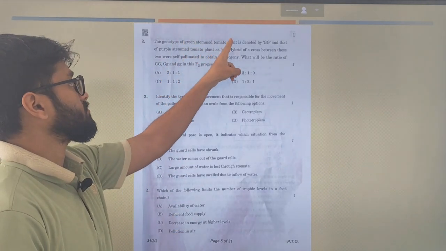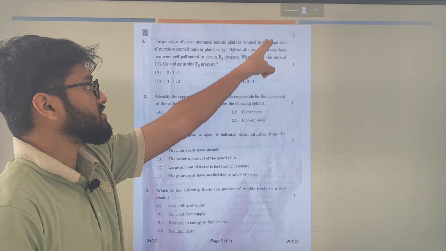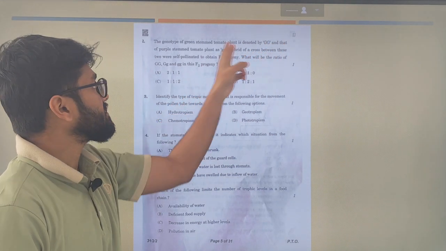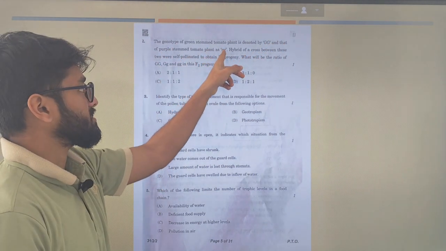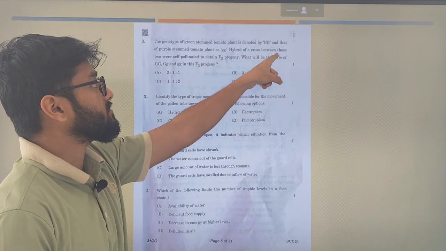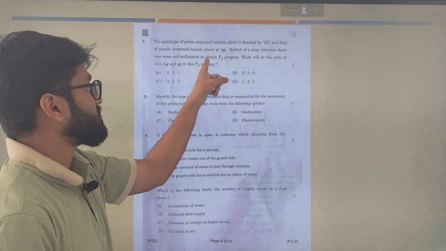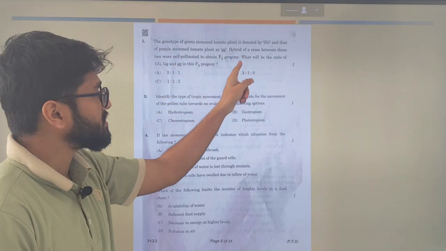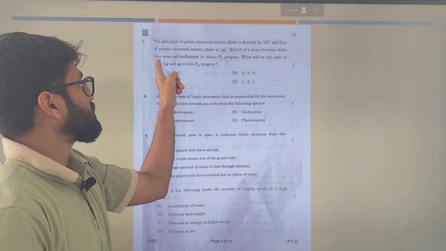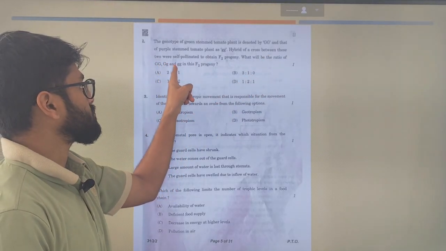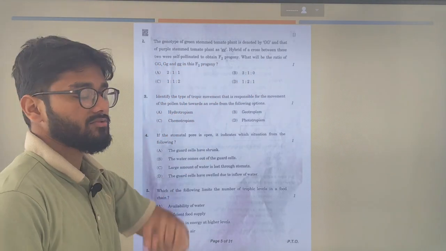Moving on to the second question: the genotype of green stem tomato plant is denoted by capital G, and that of purple stem tomato plant is small g. Hybrid of a cross between these two were self-pollinated to obtain the F2 progeny. What will be the ratio of capital G, capital G small g and small g small g in this F2 progeny?